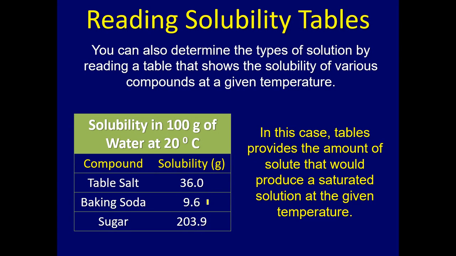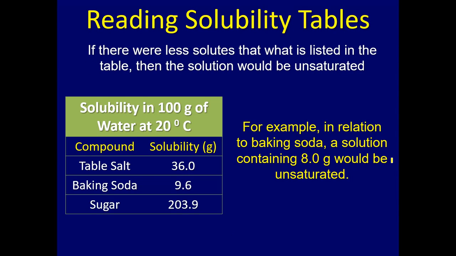All right. 9.6 grams would produce a saturated solution of baking soda, and 203.9 grams of sugar would produce a saturated solution in 100 grams of water at 20 degrees Celsius. Okay, now if you had a solution with less than that amount of solute for any of those three substances, you would have an unsaturated solution.